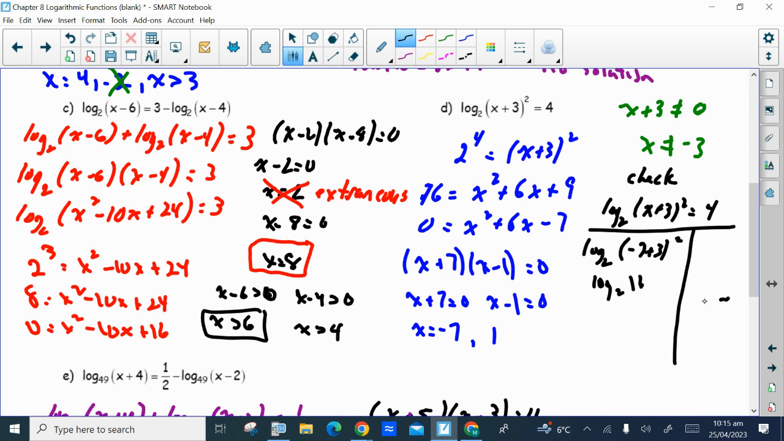So -7 does work. And when we check for positive 1, it'll be log base 2 of (1 plus 3) all squared, which is log base 2 of 4 squared, which again is 16, and that is 4. So they both check. They both work.